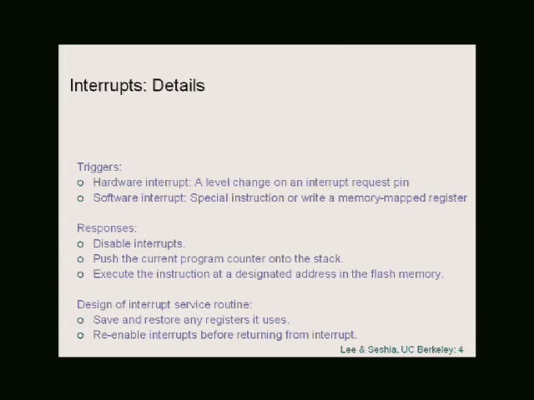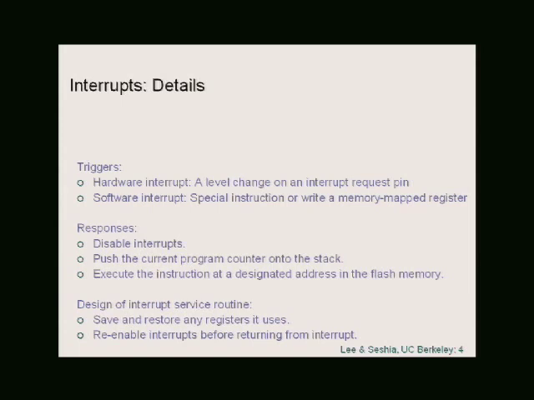The other way you can have an interrupt is through a software mechanism. For example, a special instruction could be executed, and that triggers an interrupt, or there is a write to a memory mapped register which triggers an interrupt. So both of these mechanisms trigger interrupts, and you typically deal with them in the same way.